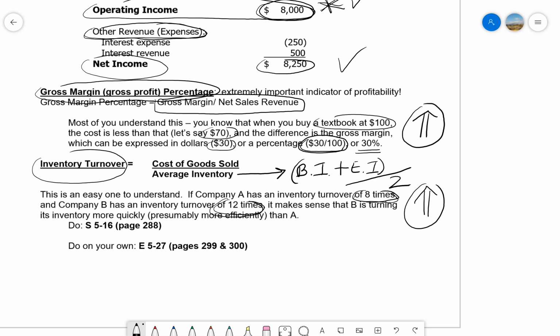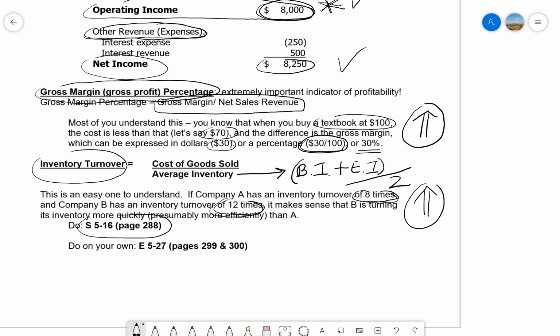So what I want to do is take a look at Starter 5-16. So turn to page 288. Have a look at 5-16. See if you can figure out what is the gross margin percentage and what is the inventory turnover. So pause the video here and then complete Starter 5-16. And then once you've done the solution, you're on your own, then resume the video.